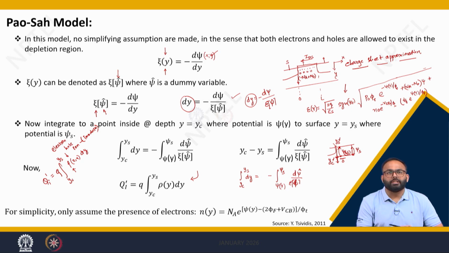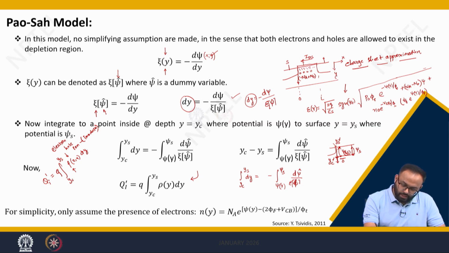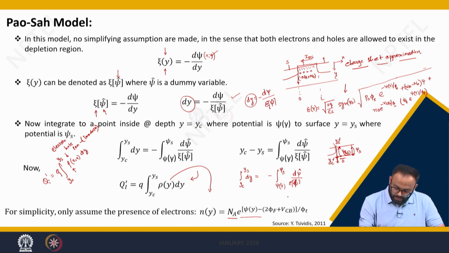For the sake of simplicity, to understand in more depth the Pao-Sah model, let us consider again that in the channel we only have inversion charge, and hence at this stage we are replacing psi y by n y, which is nothing but Na exponential of (psi y minus 2 phi f plus Vcb) divided by phi t, where you can rewrite this as Na e to the power of minus Vcb divided by phi t into e to the power of (psi y minus 2 phi f) by phi t.